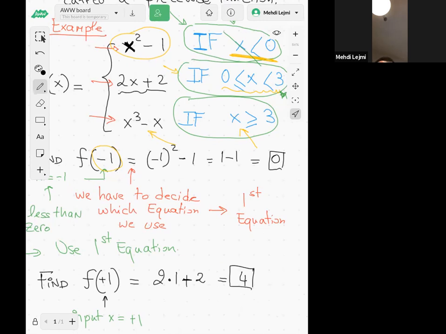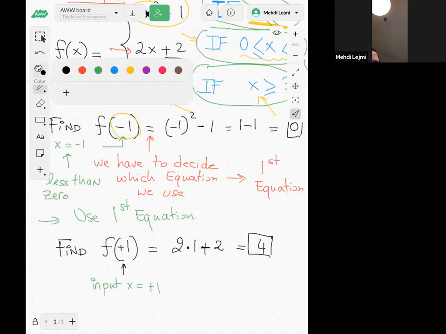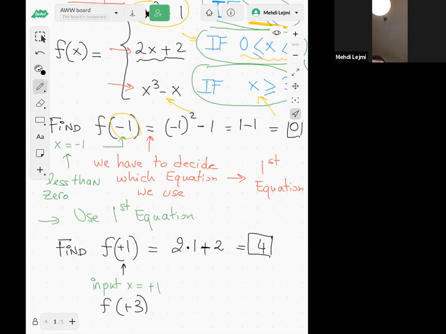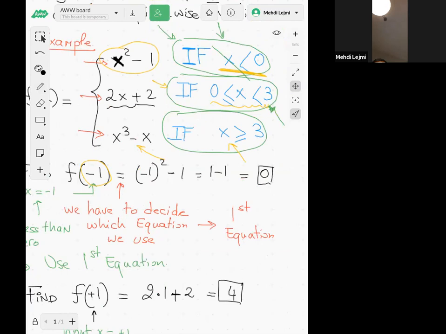Now let's do another one, which is kind of tricky. What about f of 3? Okay, so my input x is 3, right? So let's see. First one, x must be less than 0, and obviously 3 is not less than 0. So we cannot use the first.